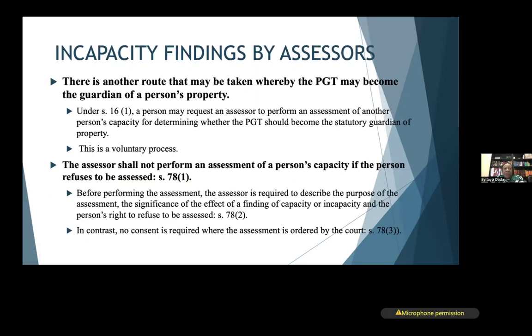Finally, the last two slides I have: incapacity findings by assessors. There's another route by which an individual may be subject to the Public Guardian and Trustee. This is under section 16 of the SDA. It says a person may request an assessor to perform an assessment of another person's capacity for determining whether the PGT should become a statutory guardian of property. What we need to know is that this is a voluntary process. The assessor actually has to ask the individual if they want to go through the assessment. If the individual declines, they cannot do the assessment if there is no consent.